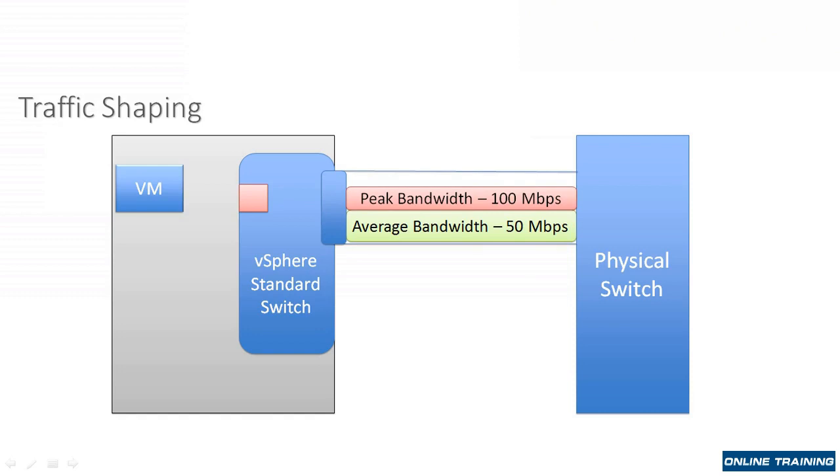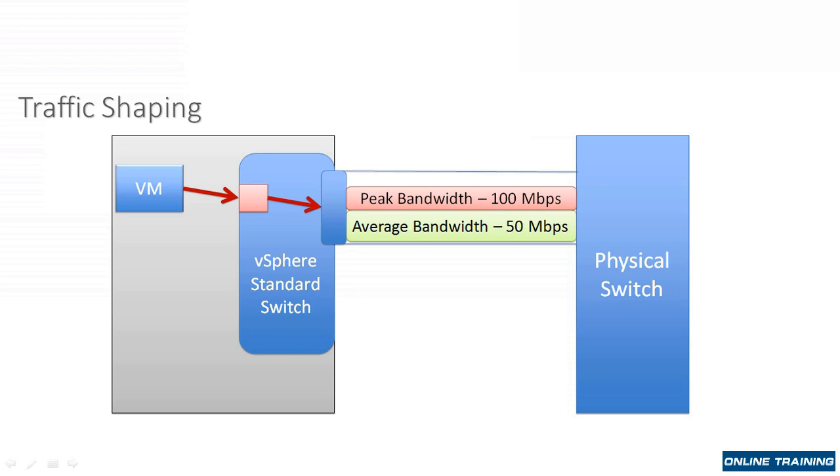Another policy that you can enable is called traffic shaping. With traffic shaping, we've got this virtual machine that's part of a virtual machine port group. On this port group, we can identify certain traffic shaping characteristics, like the peak bandwidth allowed per virtual machine and the average bandwidth allowed per virtual machine.